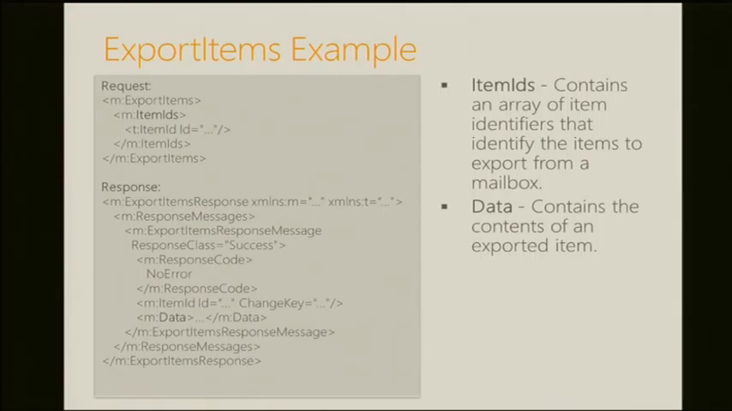So this is what that looks like. This is export items, and it's very simple. You're just handing it the item IDs that you're exporting, and you get back basically just the stream of data. So it's a base64 encoded stream for each item that you request. It's pretty straightforward.